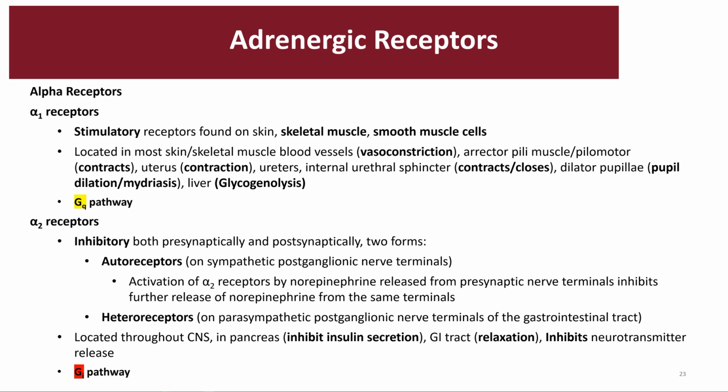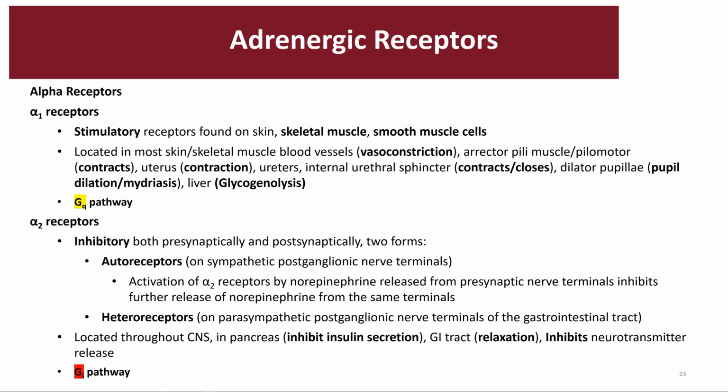What that means is that when you activate the alpha-2 receptor via norepinephrine, the norepinephrine can go back up and bind onto its own neuron's alpha-2 receptor and cause negative feedback. This will then create an inhibitory effect for that presynaptic neuron to keep on releasing more neurotransmitter. And because of this phenomenon, drugs that are developed to be agonistic and favor alpha-2 receptors could be used to treat hypertension. The other kind of receptors are called heteroreceptors.